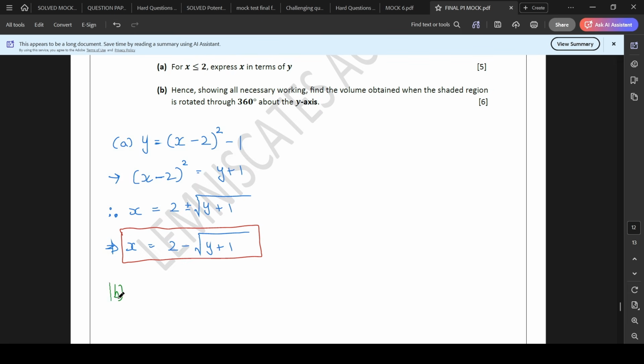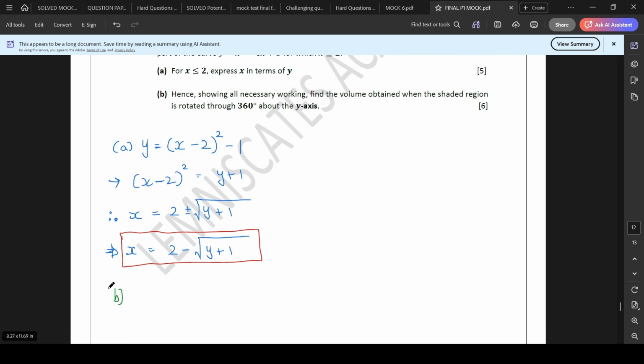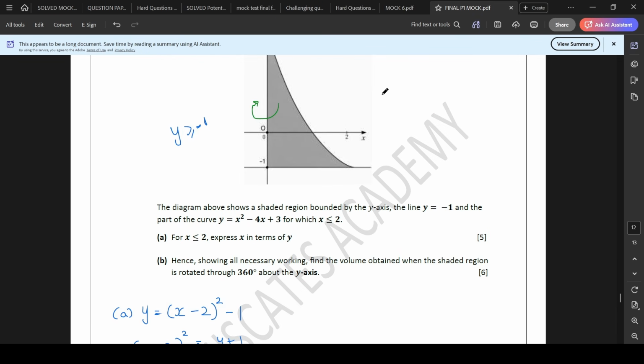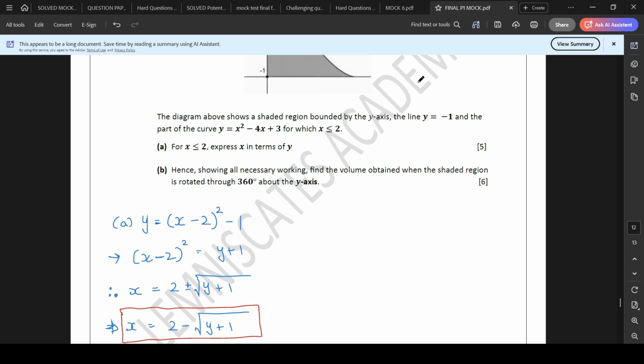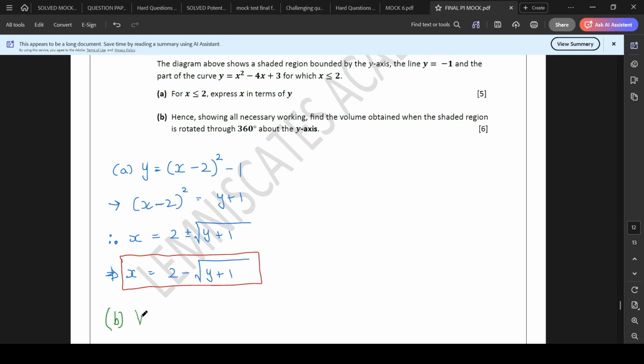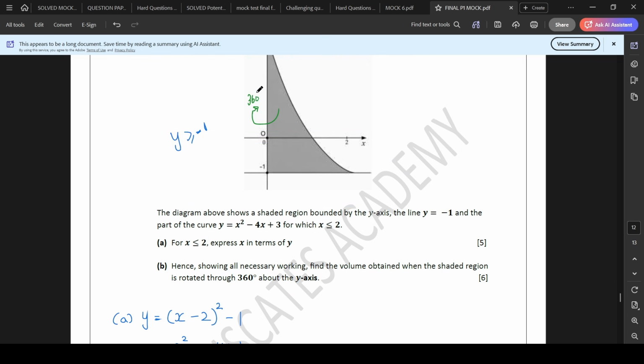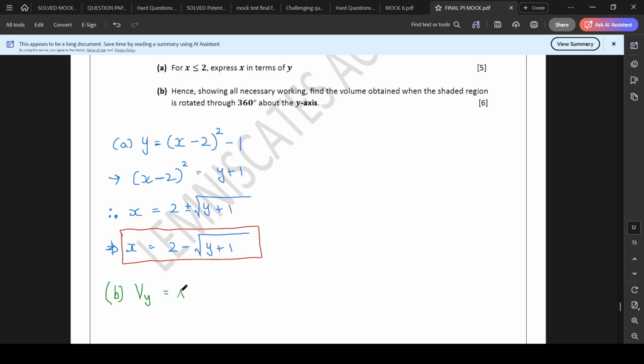What does part B say? Hence showing all the working, find the volume obtained when the shaded region is rotated about the y-axis by 360 degrees. So it's about the y-axis, which means I need to integrate with respect to dy. So if I'm integrating with respect to dy, I know that the volume, if I'm revolving around the y-axis by 360 degrees, will be pi integration of x square dy. This is the formula.